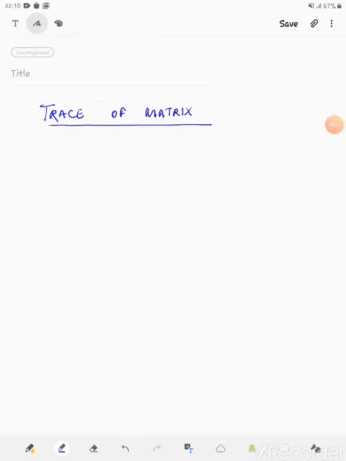In this video, we will try to understand what we call a trace of a matrix and then what is a transpose of a matrix. First, we shall understand what is a trace of a matrix. पहले हम समझेंगे कि किसी भी matrix का trace किसे कहते हैं.